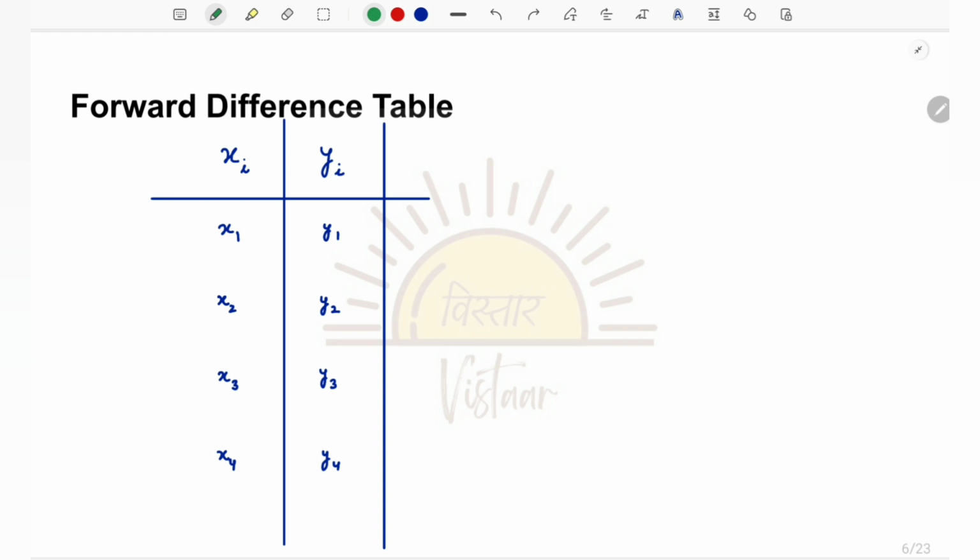If we have equidistant data points x and corresponding values given by a function y which is dependent on x, then its table will look something like this. Now to construct this table further, we will use a forward difference operator called delta, which is denoted by a triangular sign. Using this delta, we will further construct our table.